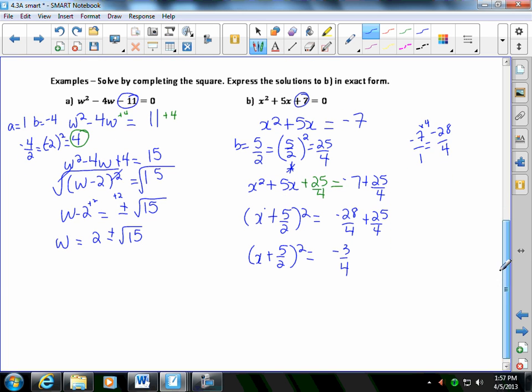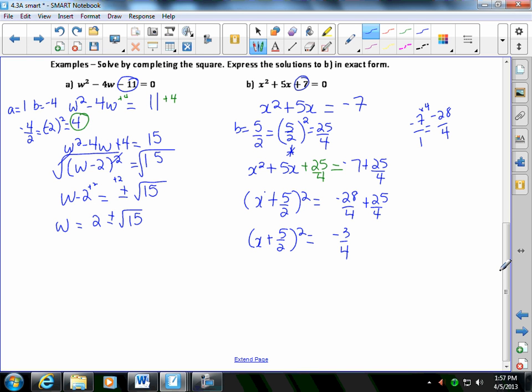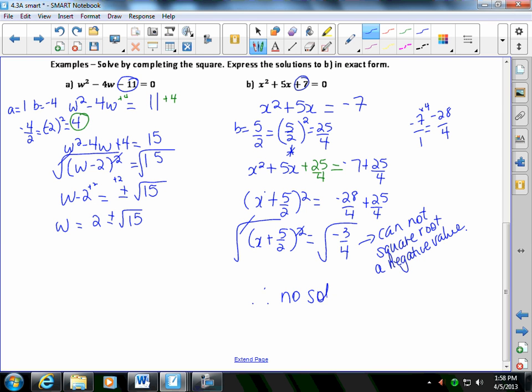So now I have my square on one side and my square root on the other. The square root property says square root both sides. So my square and square root cancel, but on the other side of the equation I have a square root of a negative 3 over 4. And we cannot square root a negative value. So this means there's no solution to this equation.